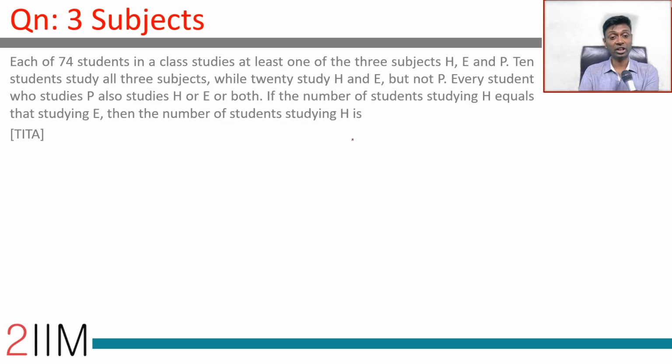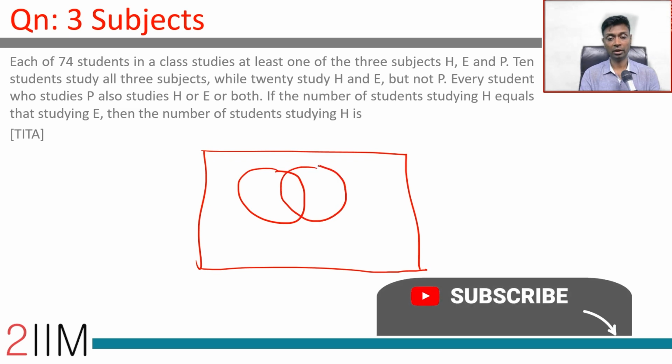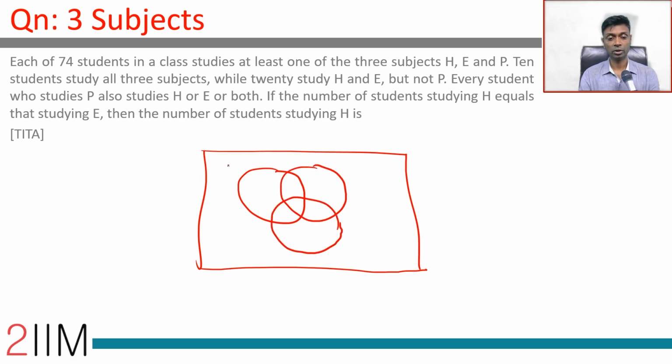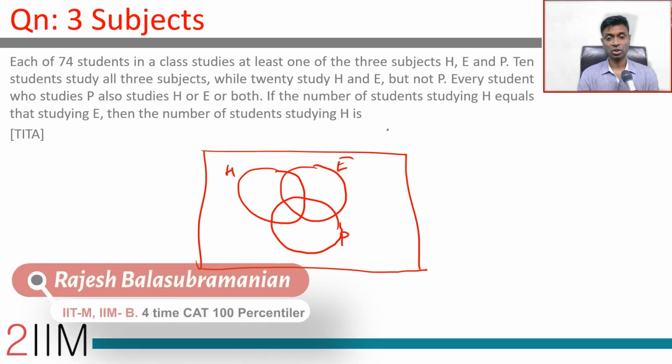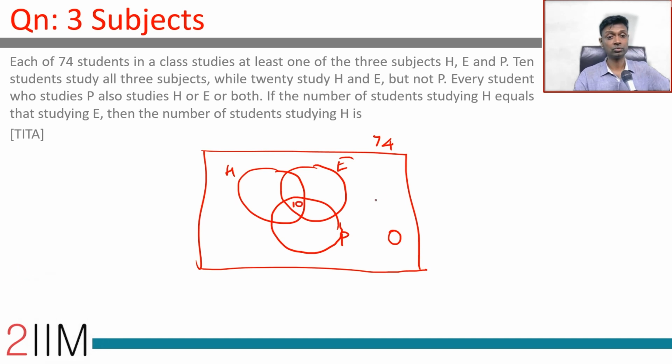Each of 74 students in a class studies at least one of the 3 subjects H, E and P. So I straight away know that this is a Venn diagram question. H, E, P. 74 in a class. All of them study at least one of the 3, so the outside is 0. 10 students study all 3 subjects. Lovely, I can just put this in here. Well, 20 studied H and E but not P. That means here. Every student who studies P also studies H or E or both. So every student who studies P should either be here or here or here. There's no standalone P. This goes to 0.